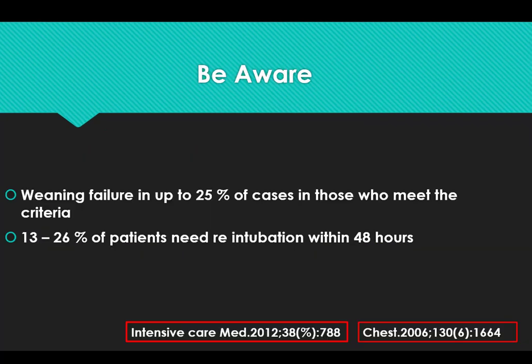Weaning failure is actually very common. It's up to 25% of cases who meet the criteria, not in general. In general the percentage might be more, but of those whom you believe meet the criteria to be weaned, 25% fail, a quarter. And 13 to 26% of patients, even if they succeed in the spontaneous breathing trial and you extubate them, up to another quarter, require reintubation within 24 hours.